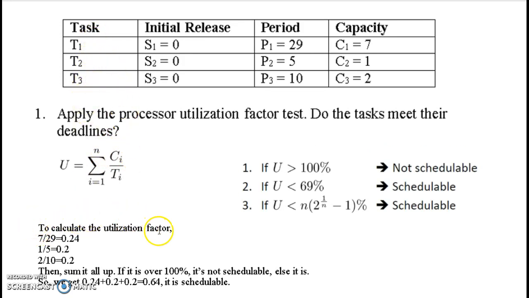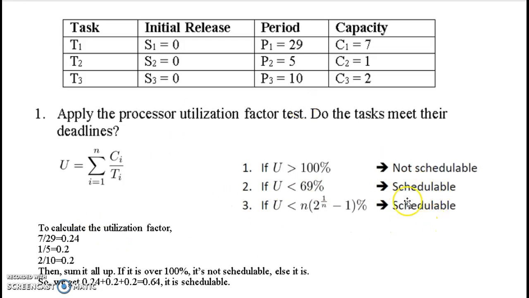So after calculation, we got 7 divided by 29, 1 divided by 5, 2 divided by 10. We get all these values here. Then we sum it all up. If it's over 100%, it's not schedulable. So when we sum it up here, we get 0.64, which falls under the second condition. It's smaller than 69%, which means it's schedulable.